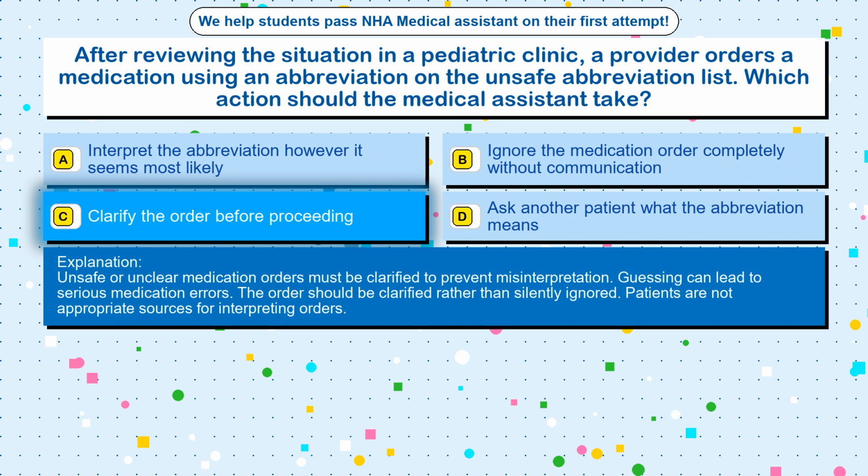Unsafe or unclear medication orders must be clarified to prevent misinterpretation. Guessing can lead to serious medication errors. The order should be clarified rather than silently ignored. Patients are not appropriate sources for interpreting orders.